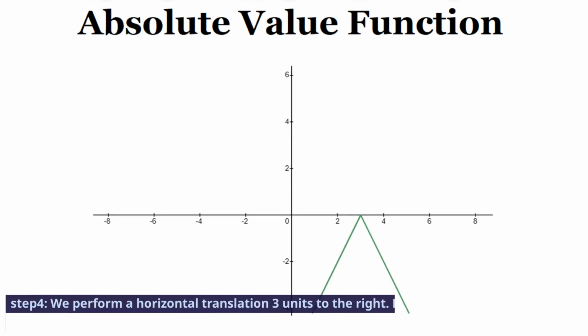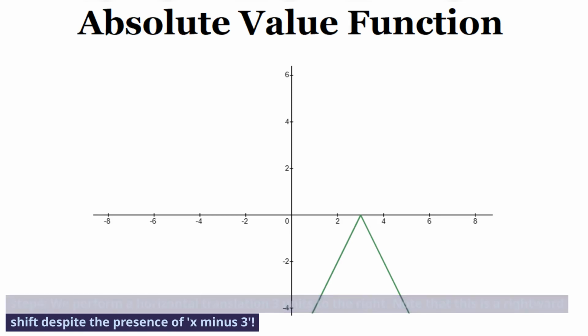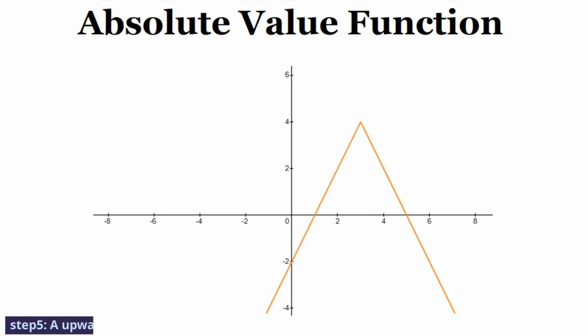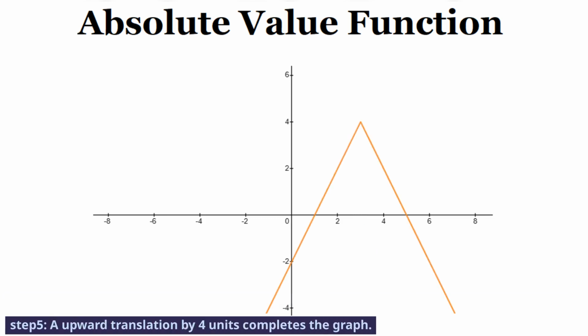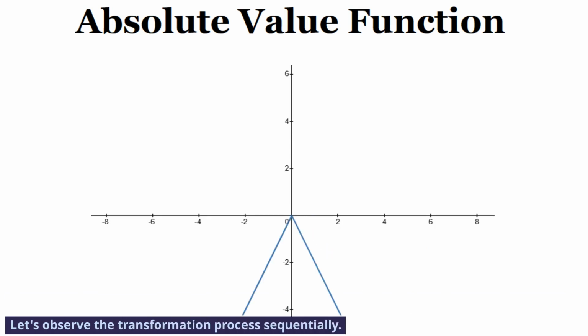Step 4, we perform a horizontal translation 3 units to the right. Note that this is a rightward shift despite the presence of x minus 3. Step 5, an upward translation by 4 units completes the graph. Let's observe the transformation process sequentially.